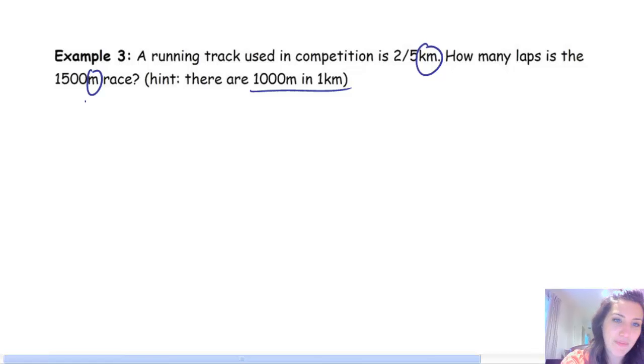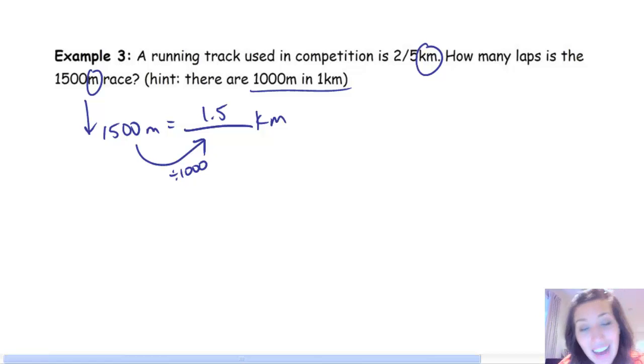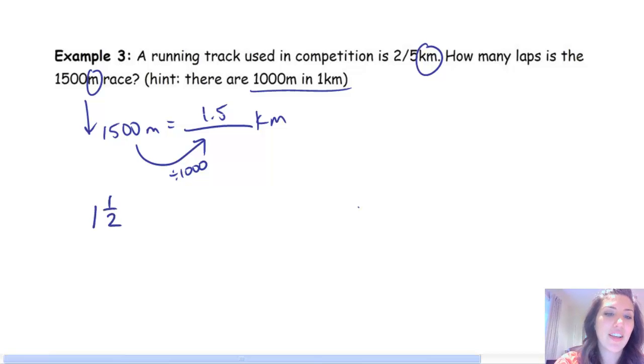So if we say 1,500 meters equals how many kilometers? We know that there are 1,000 meters per kilometer, so let's divide by 1,000, and we see that there's 1.5 kilometers in 1,500 meters. 1.5 kilometers divided by 2/5 kilometers. We can rewrite this mixed number as an improper fraction.